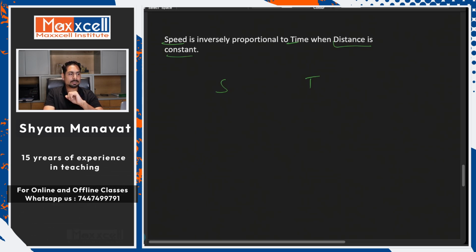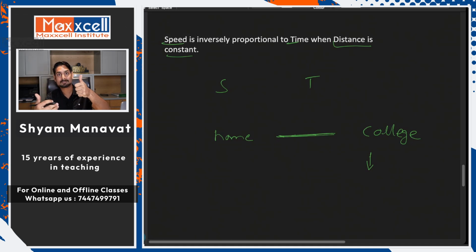Say you travel from your home to college, or maybe your workplace, and the distance is the same. Now, if you have to travel that same distance in less time, will you not increase your speed? You will increase your speed, right? If you have to cover the same distance and you got less time, you will increase your speed, right?